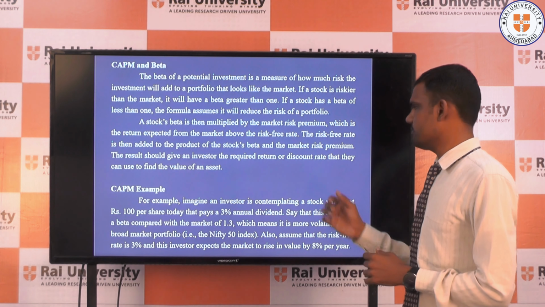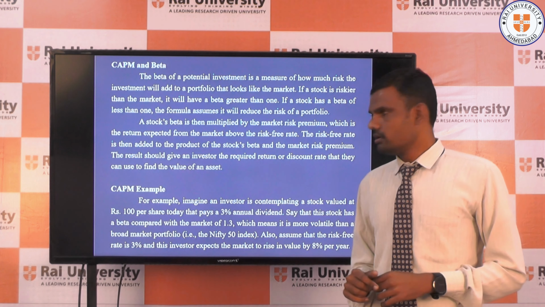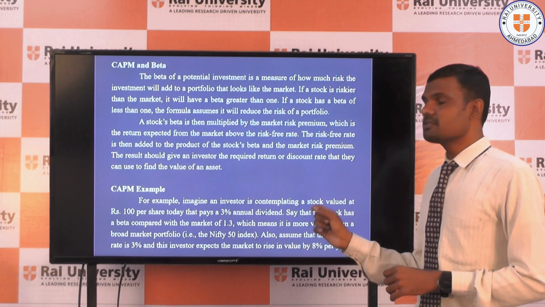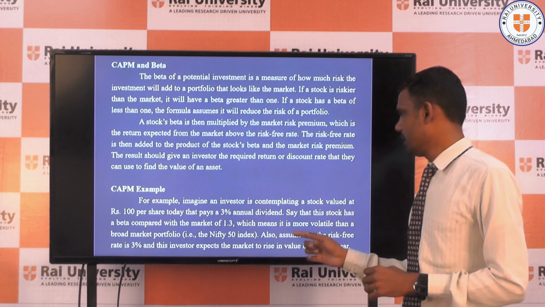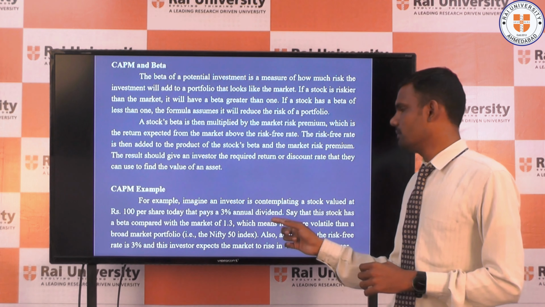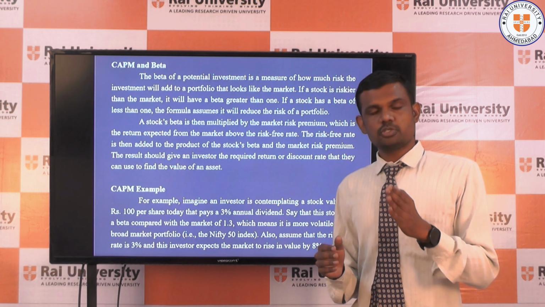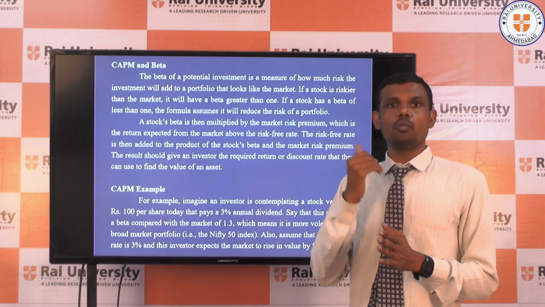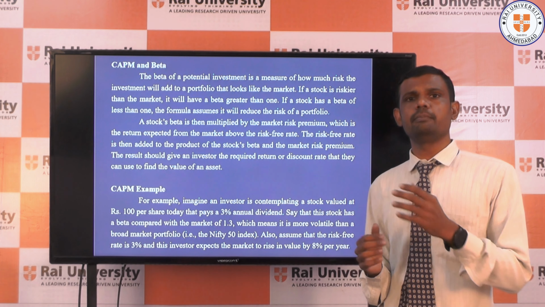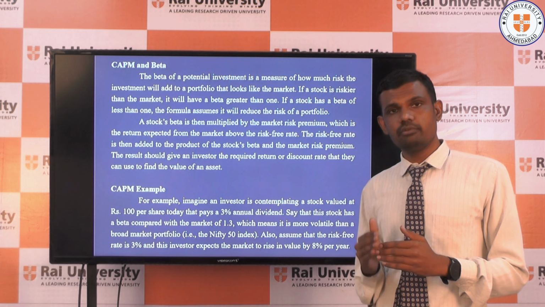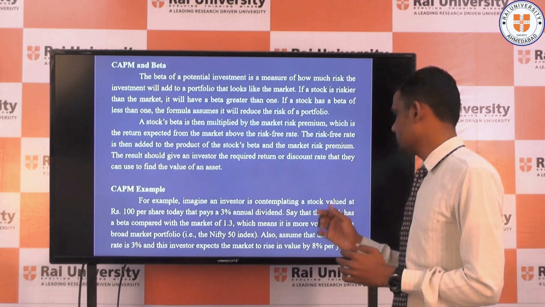For example, imagine an investor is contemplating a stock valued at rupees 100 today, and it is also paying a 3% dividend. Now say that this stock has a beta of 1.3 compared with the market. So this means this stock is a little bit more volatile in comparison with the market portfolio, let's say the Nifty 50 index. If Nifty 50 moves 1%, this stock will move more than 1%, let's say 1.3%.